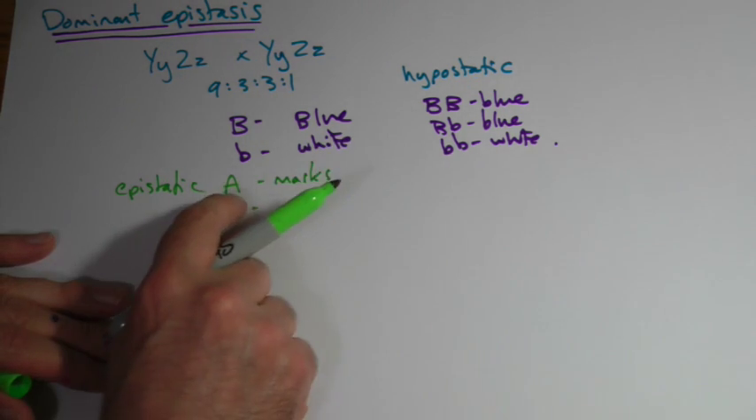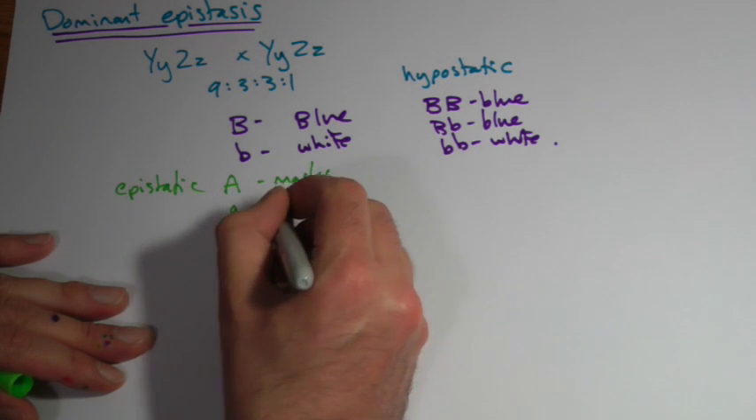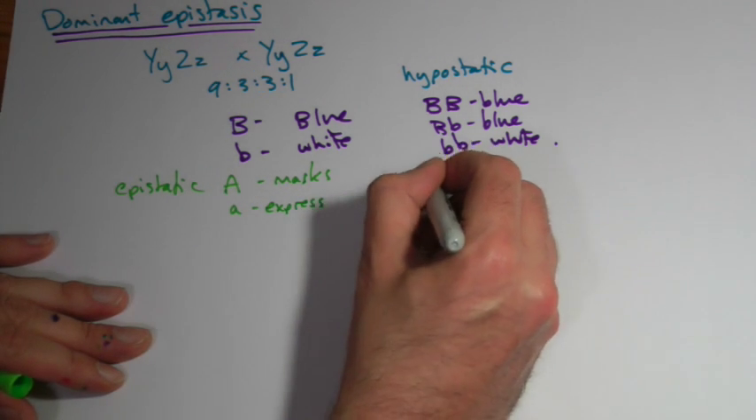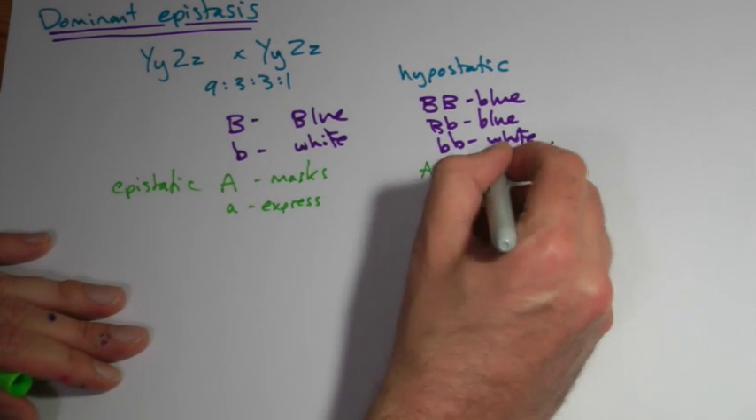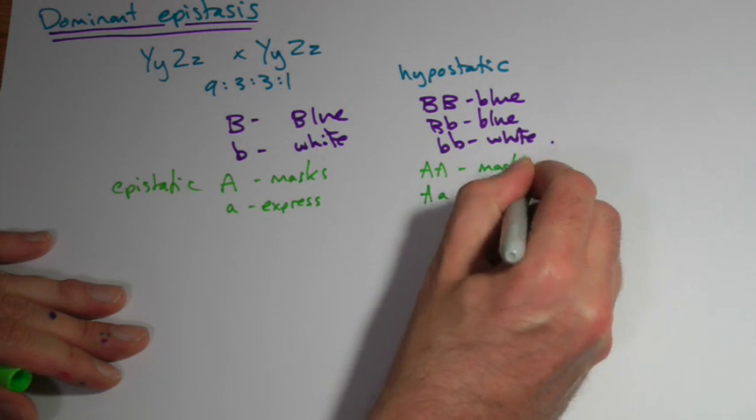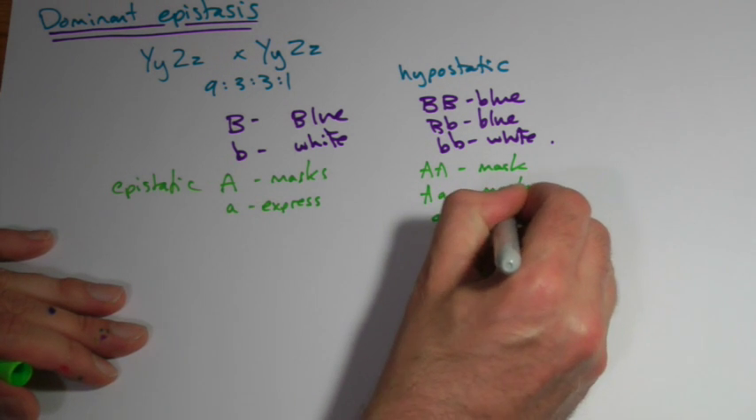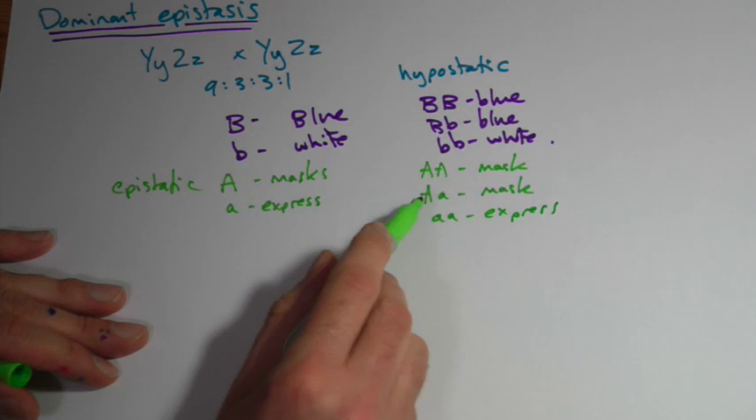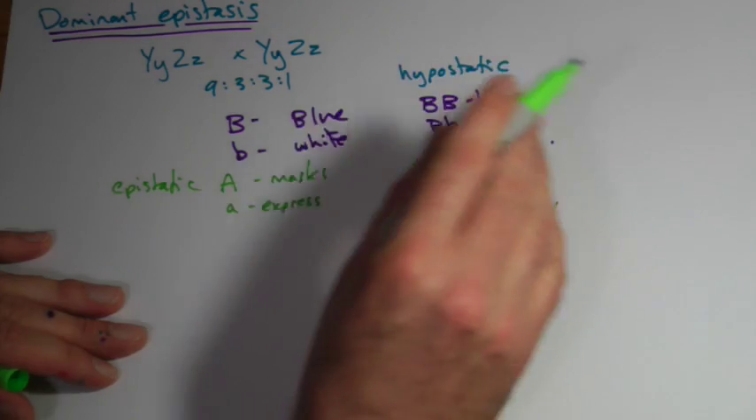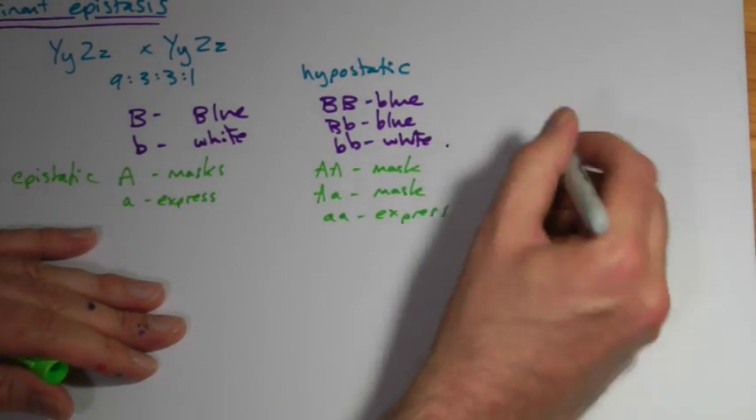So in other words, as long as there's one present, it doesn't matter what comes next, it's going to hide it completely. And we'll put A allows expression. So the combinations here are homozygous dominant would mask, heterozygous would mask, and homozygous recessive would allow this gene to be expressed. So it doesn't matter what comes next. If the dominant allele is present, nothing will happen. It will show up as white, the phenotype.